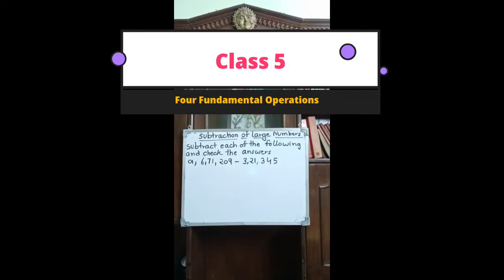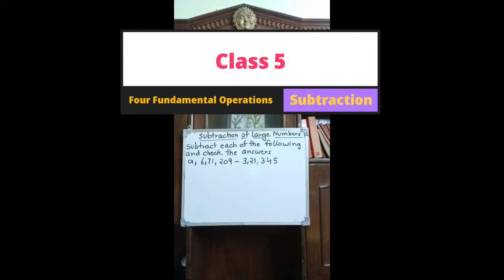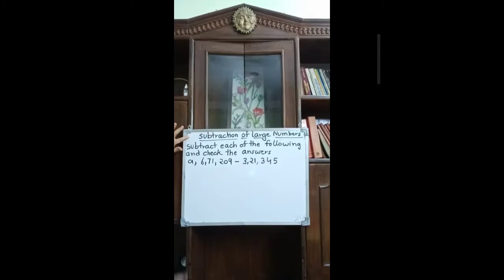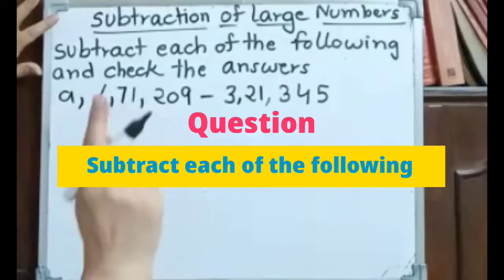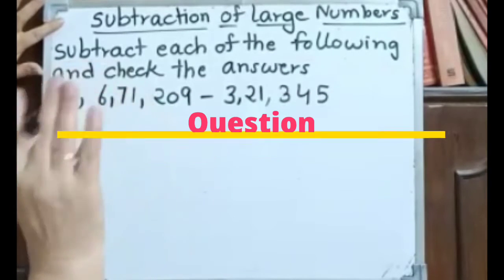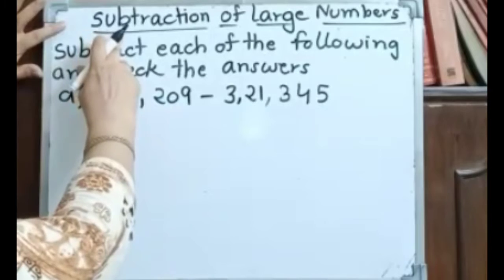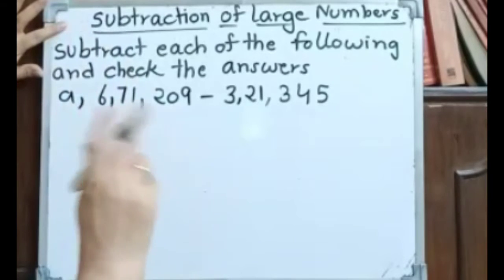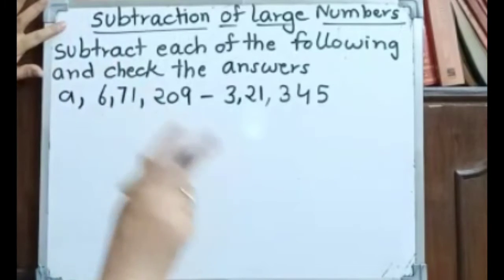Here we have subtraction of large numbers. So you all know how to subtract numbers. But in class 5, again we have large numbers. So, very important, only one property: you have to keep in your mind that after doing subtraction, you check whether it is right or wrong.